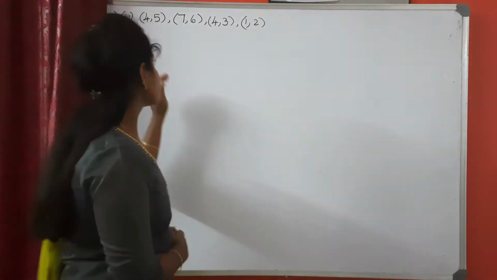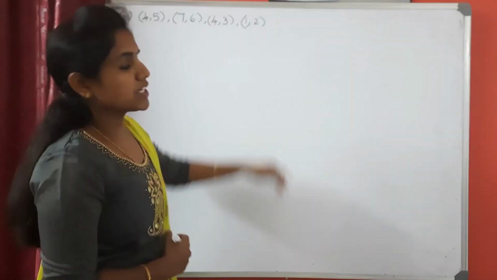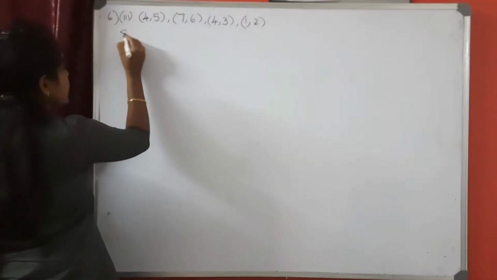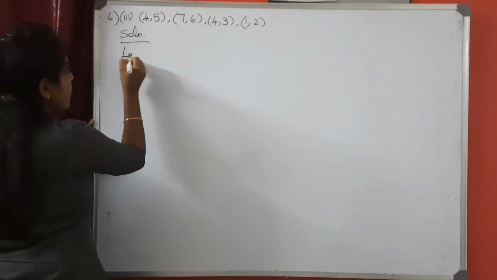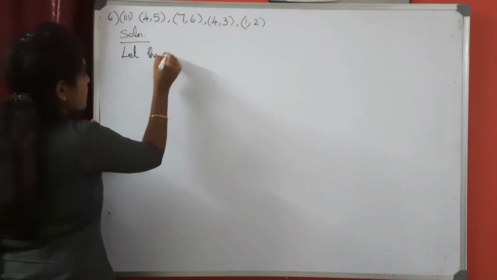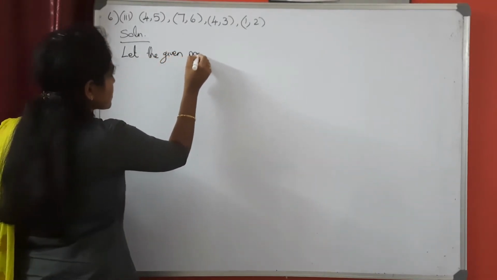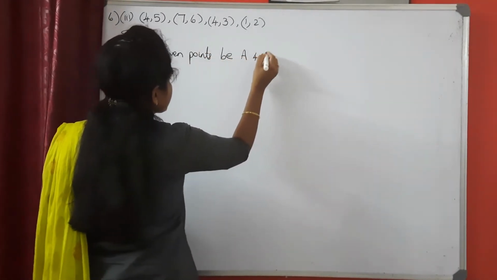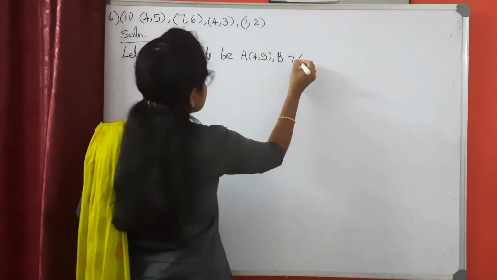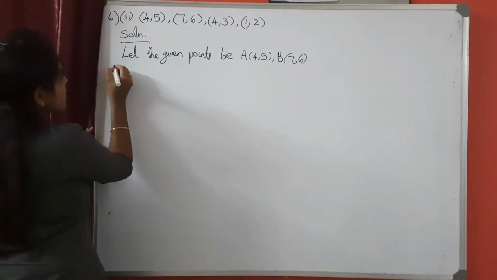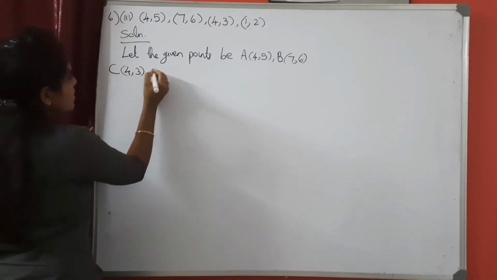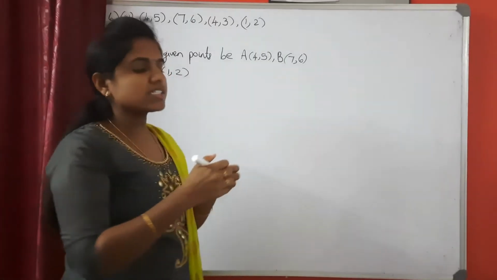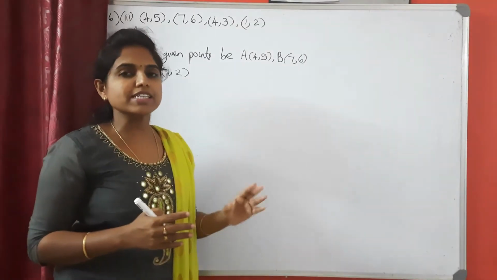Okay, next question. They gave 4 points. We have to check whether it is a quadrilateral or not. So first we need to take the 4 points. Let the given points be A(4, 5), B(7, 6), C(4, 3), and D(1, 2). I am taking the 4 points A, B, C, D. Next, we have to find the 4 sides and the 2 diagonals.